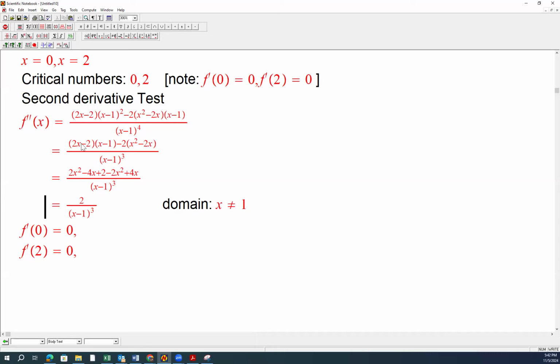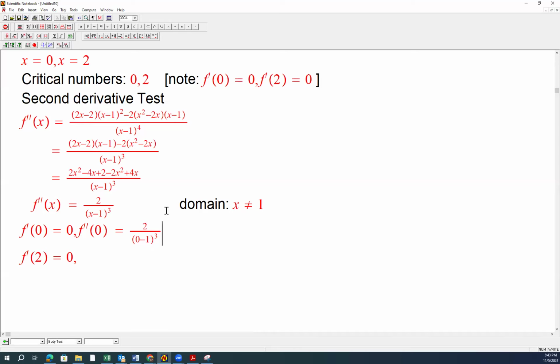That's the second order derivative, and we're going to plug in the two numbers. So plug in 0, and the numerator will be 0. The denominator to the power 3 is negative 1 to the power 3, so this is less than 0. So according to the second derivative test, the second derivative at the critical number 0 is negative. That means it's concave down.